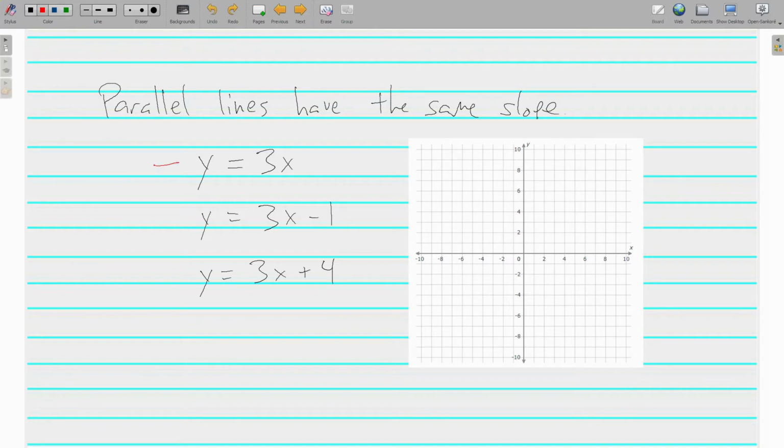I'll do this one in red. y = 3x. There is no b, or rather b is 0. So there, and then up 3 over 1, and back down 3, back 1. So here is, and I'm going to try and draw this as straight as possible, that first one. y = 3x.